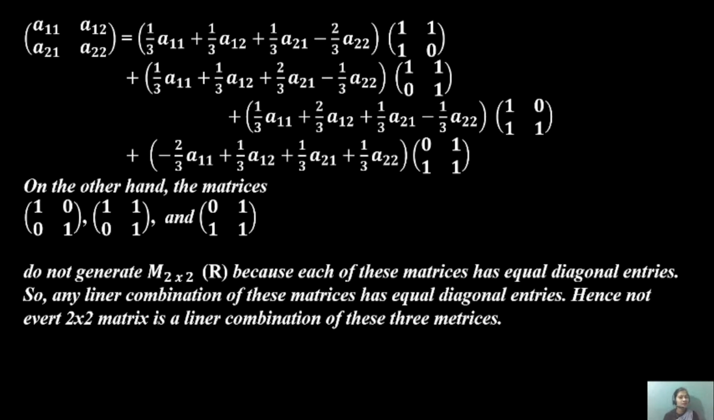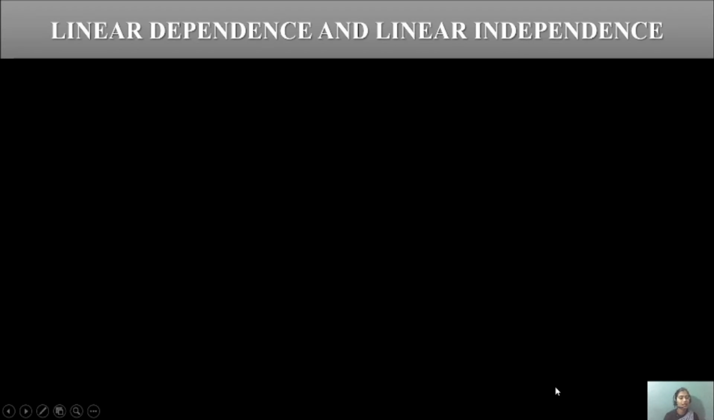A 2 by 2 matrix is a linear combination of these three matrices. Okay, they will be multiplied across both row as well as column of this form. Okay, let us go. The next topic will be started, that is linearly dependent and linearly independent forms.